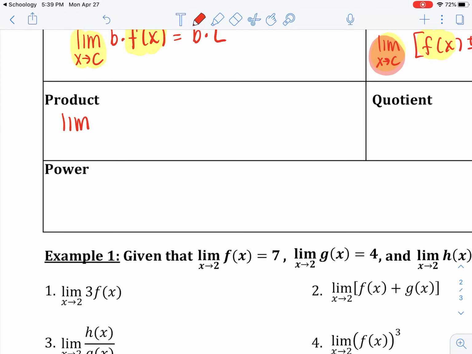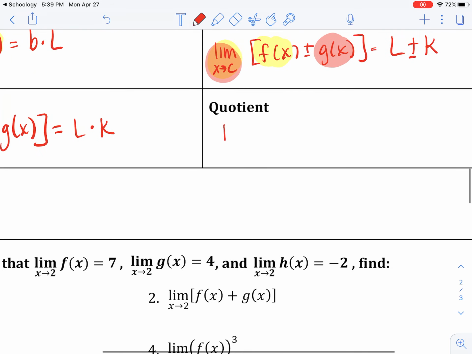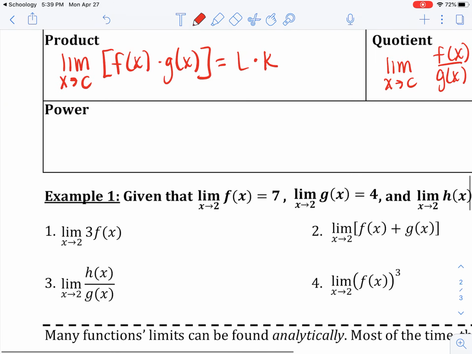Product, it's exactly probably what you think it is. Limit as x approaches c of f of x times g of x, all that you're going to do is multiply their limits. So L times k. Division, same idea, I should say. Limit as x approaches c of f of x divided by g of x, all that you're going to do is divide the limits. So L divided by k.